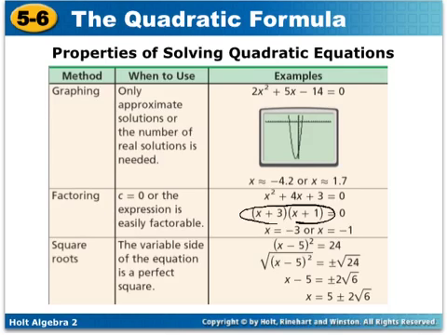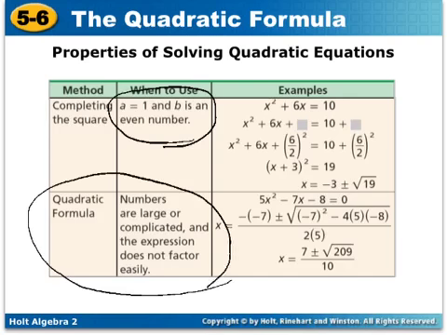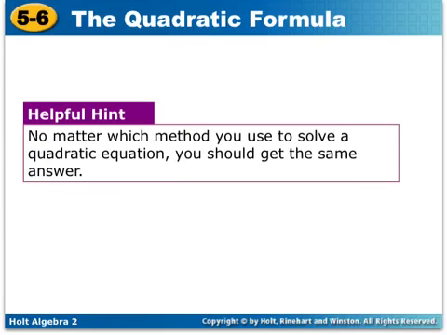Square roots, if you have the variable side of the equation's a perfect square like that, it'd be easy to do. Completing the square, it says when A is 1 and B is an even number. You don't want fractions. You've noticed how difficult it is to complete the square with fractions. And then the quadratic formula, when numbers are large and complicated, the expression doesn't factor easily, just go for the quadratic formula. No matter which method you use to solve a quadratic equation, you should get the same answer. That's all I got for today.